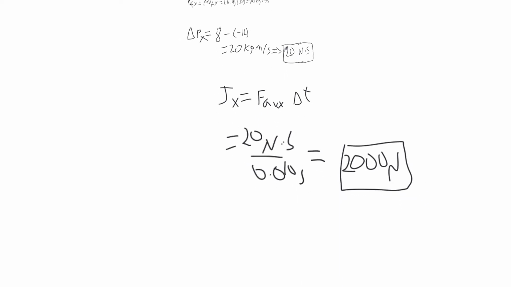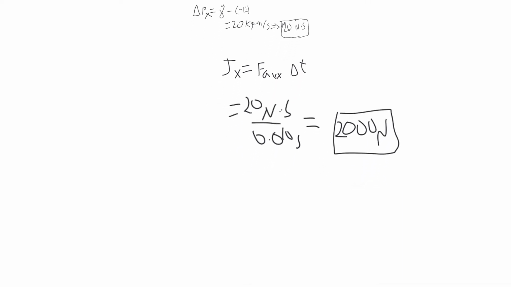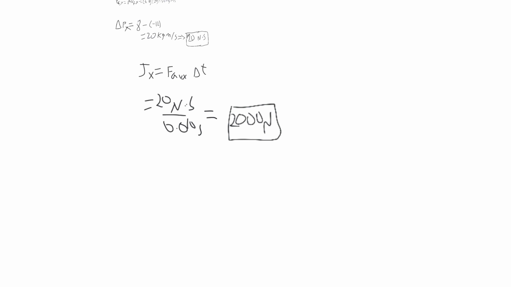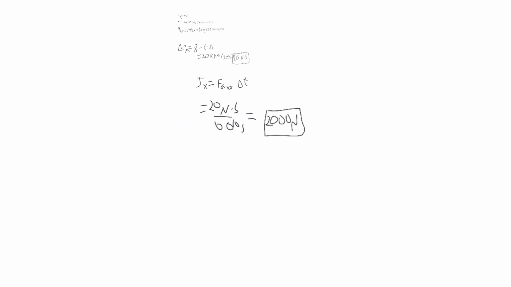Now to find the average force, we use the equation that the impulse is equal to the average force times the change in time. You solve for average force, so you divide the impulse by the change in time, which we do here: 20 divided by 0.010 seconds, and we get 200 newtons. That is the average force, and that's all.